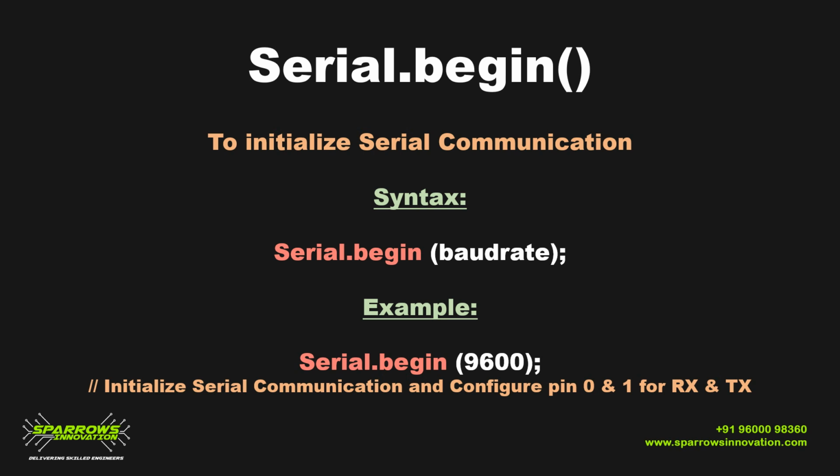When this line of program is executed, your Arduino will be configured with the serial communication port. That means the serial communication port of the Arduino will get configured, pins number 0 and 1 will be set as receiver and transmitter, and the baud rate value 9600 will be initialized in the serial port of the Arduino. This function is a one-time initialization function, so you can put it inside void setup. You don't need to put it inside void loop.